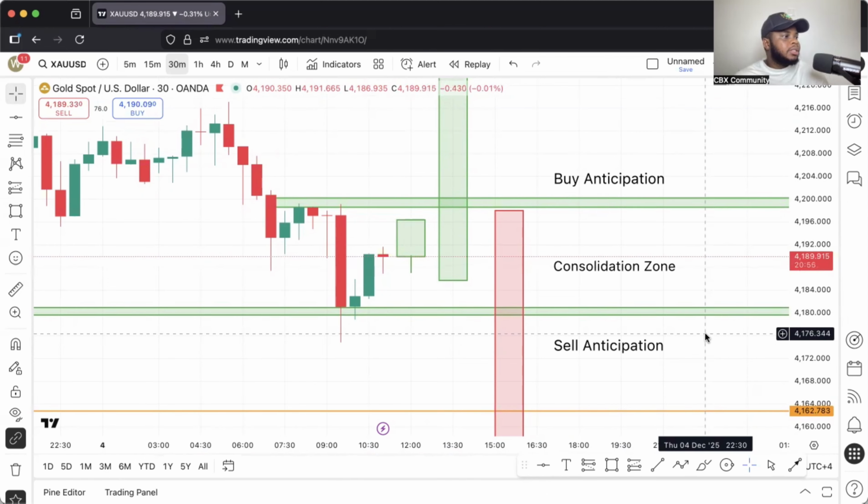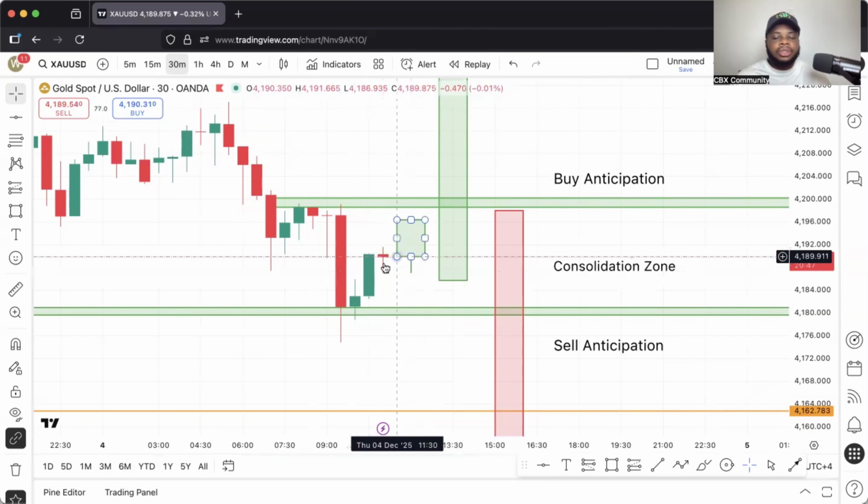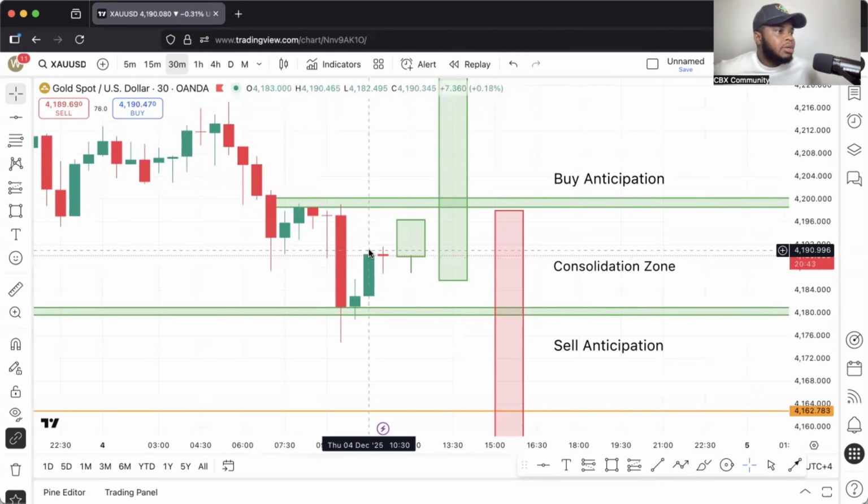This is why I say you need to be patient. Imagine you decided to take a position. You don't need to trade the consolidation zone. You need to wait for the break of our resistance or for the break of our support. So let's just be patient for now.